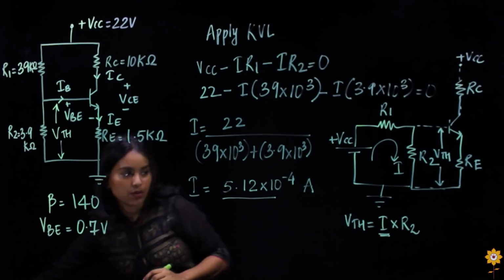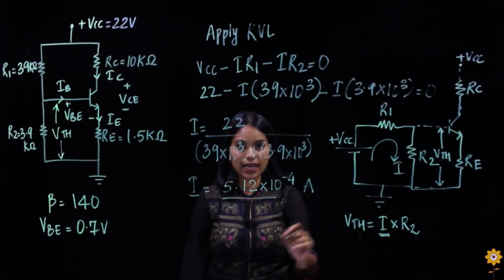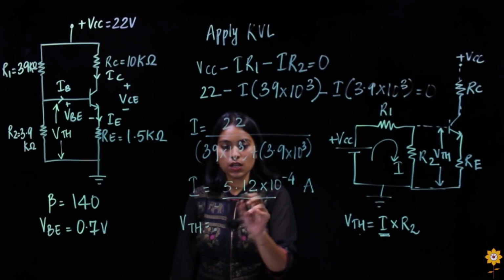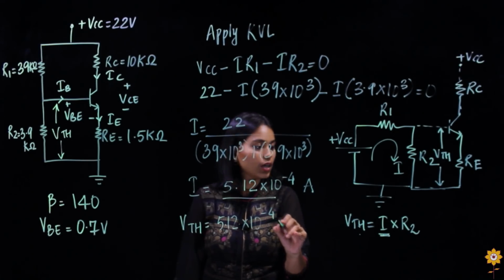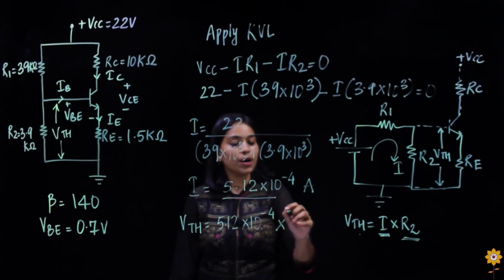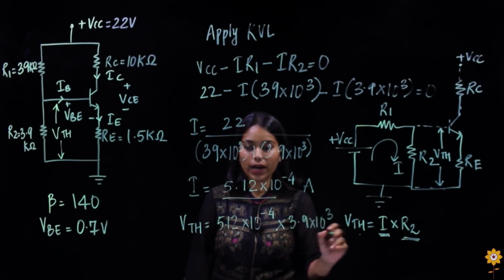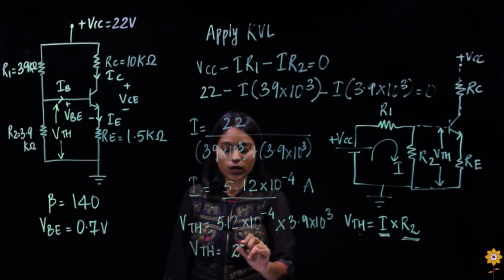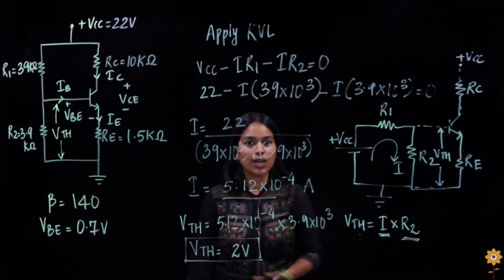So once we have found out I, we have to substitute the value of I over here and we can easily calculate VTH. So VTH is equal to I, which is this value right here, 5.12 into 10 raised to minus 4 into R2. So R2 is nothing but 3.9 into 10 raised to 3, 3.9 kilo ohms. So when you solve this, you get VTH is equal to 2 volts. So we have found out VTH. So we have both the values, we have RTH as well as VTH.